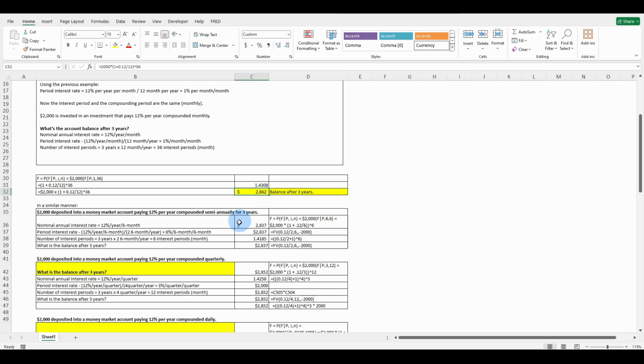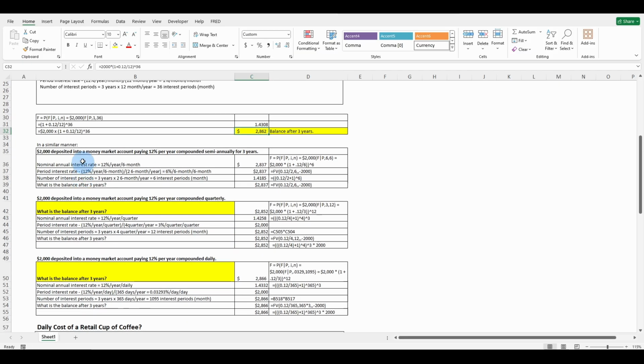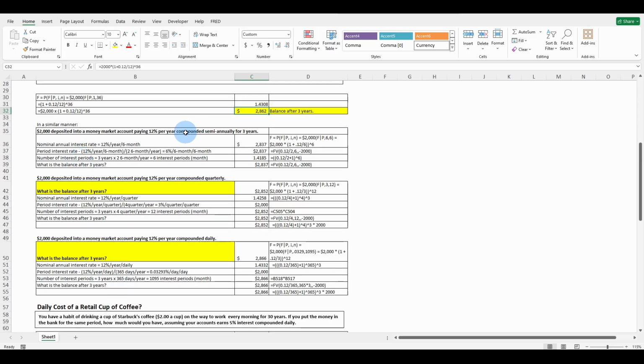So the impact of compounding is surprising. $2,000 deposited into a money market account paying 12% per year compounded semi-annually for 3 years. So you can see right there, we got 2862 for monthly compounding. Look at the difference. You're compounded 12 times a year, or we have 6 compounding periods versus 36. Here is the breakdown. We're going to go $2,000, 1 plus 12. Be sure to divide this by the number of annual compounding right here. And then your total number of compounding periods. So 3 times 2 is 6. Sometimes it's easier just to put 3 times 2 there.